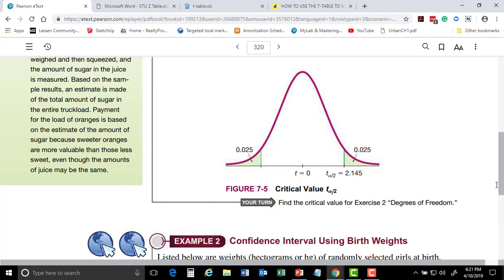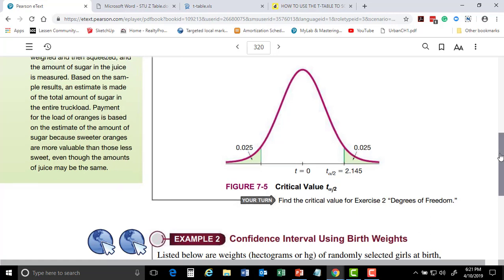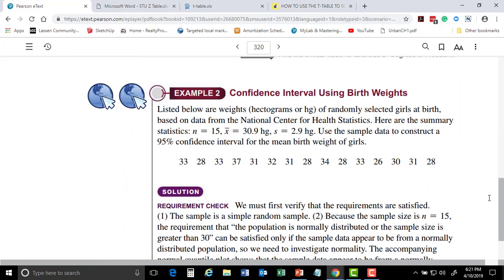Okay, so now what? Now ready for the confidence interval? Okay, let's do this example. So, hectograms. This is a weight in hectograms. I think that's units of 10. Randomly selected girls at birth based on the data from the National Center for Health. Here's a place to get information, too. Here's a summary of statistics. N is that. X bar, they're telling you.